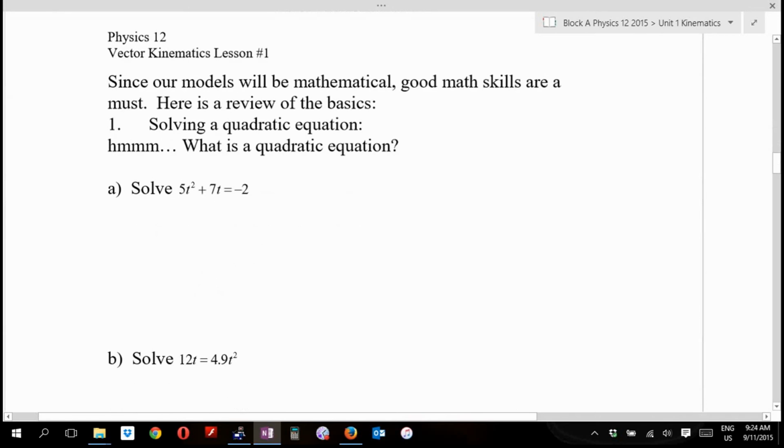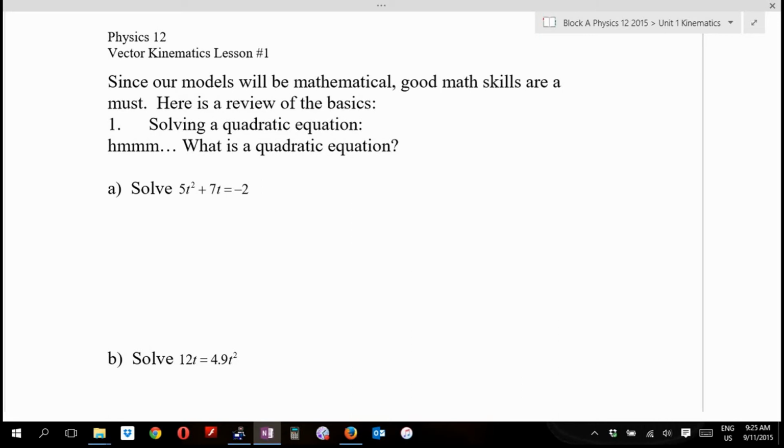Since our models will be mathematical, good math skills are really helpful. And I've always found that kids who aren't that great at math get way better at math because physics is not abstract. You can visualize stuff. So here's a review of the basics.